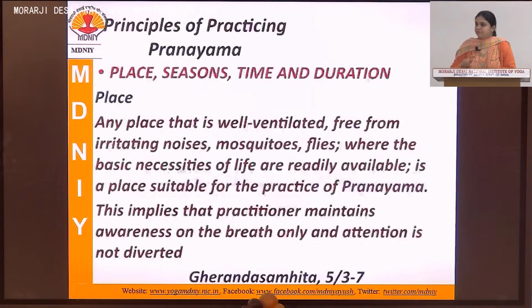So now there are certain principles of practicing pranayam, like there should be a proper place. Your place should be comfortable and well ventilated, there should not be any distraction basically. The place should be very clean, very hygienic, well ventilated, very well suitable for the practice of pranayam. So this should be kept in mind. If you are doing pranayam where there is a lot of distraction, in the beginning you will not be able to achieve your aim.